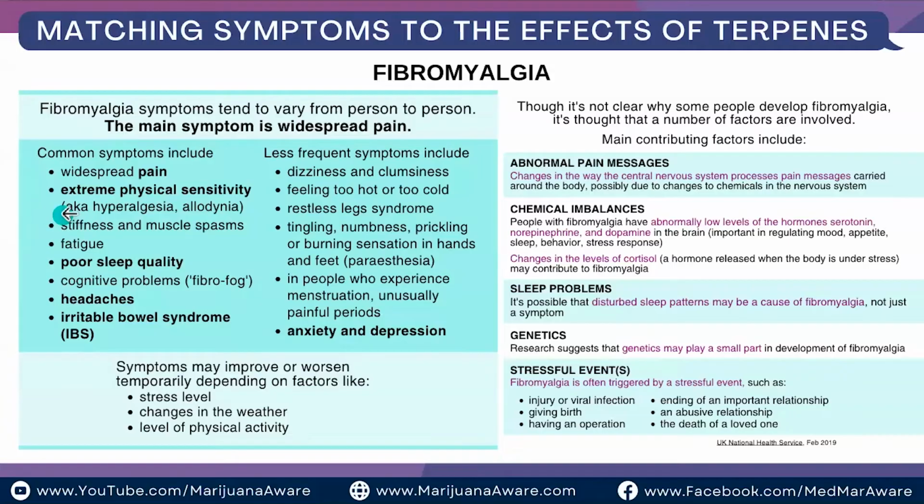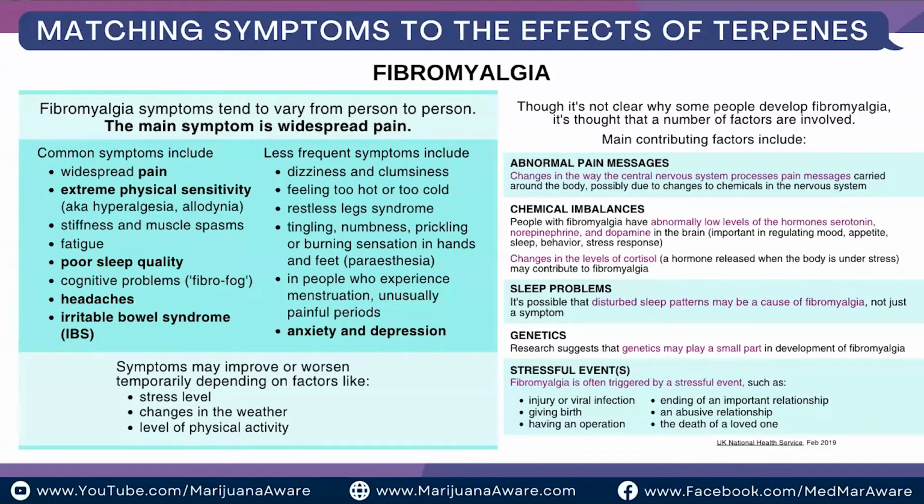For example, obviously pain, they're going to want to look for anything that's an analgesic. Extreme sensitivity, that might be something to do with inflammation. So an anti-inflammatory might help with that. Same thing with the stiffness and muscle spasms, an anti-inflammatory. Poor sleep quality, we'd want to look at addressing getting to sleep and staying asleep. And there are certain terpenes that help with that. So pretty much, again, we're looking for what specific symptoms the person is trying to address, and then finding the terpene that best addresses that specific symptom.